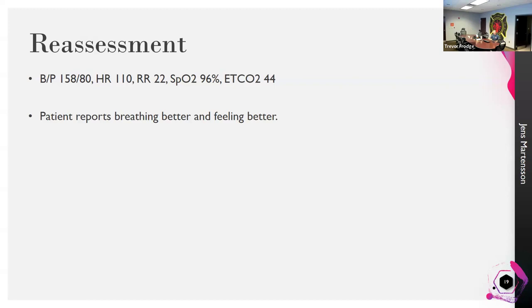And blood pressure comes down a little bit, nothing too significant. Our heart rate goes up a little bit, but that's to be expected, right? The side effect of albuterol is tachycardia. Her respirations decrease, and her pulse ox goes up to 96, and her capno goes to 44. And this is over the course of about 10 minutes.